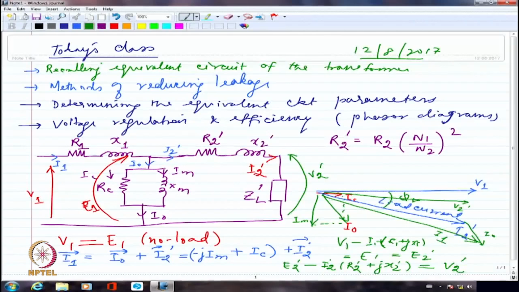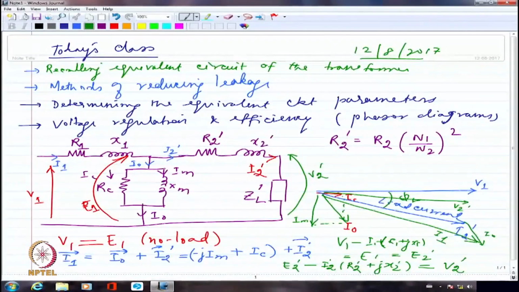No load is open circuit. No load and open circuit are synonymous with each other. So to V2 dash, I have to add first of all I2 dash multiplied by (R2 dash plus jX2 dash). That is the first thing I have to do. Then I have to add I1 multiplied by (R1 plus jX1). If I add both of them, then I should get V1.